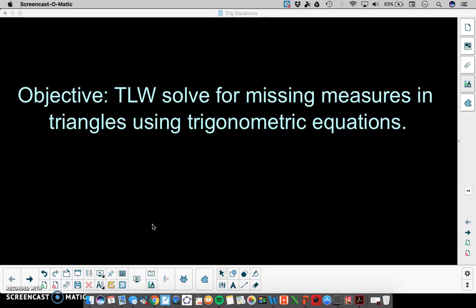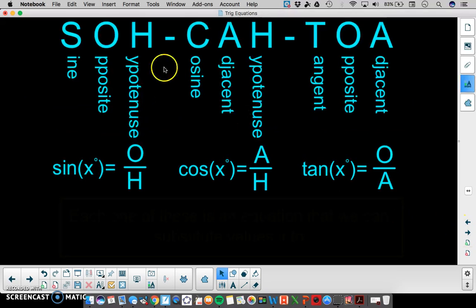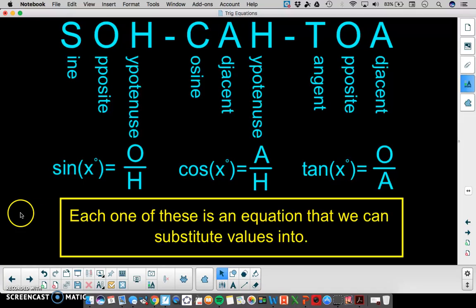In this video, the learner will solve for missing measures in triangles using trigonometric equations. Just to recall SOHCAHTOA here, these are the definitions of sine, cosine, and tangent. Each one of these represents an equation that we could substitute values into. So we could substitute angles in or side measures for the opposite side, hypotenuse, and adjacent legs.